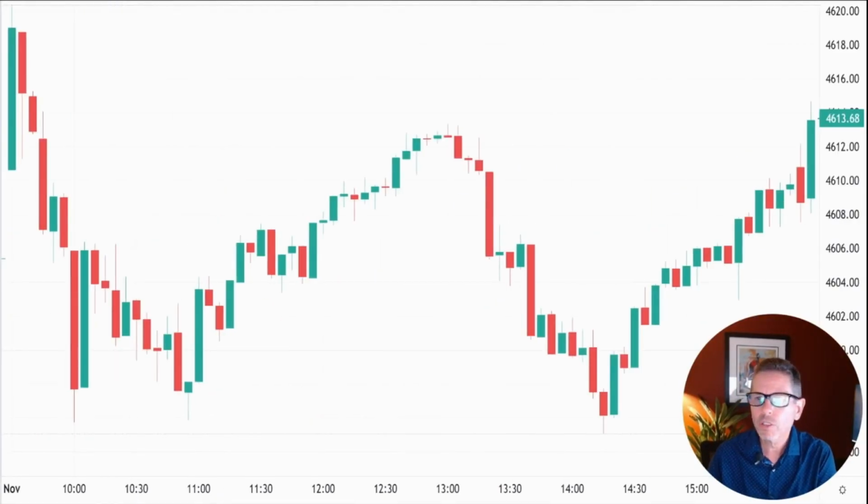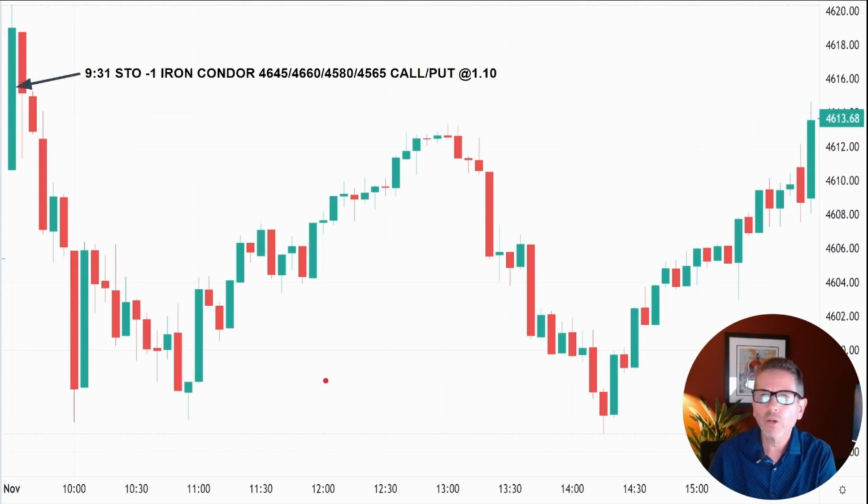This is November 1st, and the first trade I put on is an iron condor. So I sell to open 1 iron condor, and these are the call strikes and these are the put strikes, okay? And I collected $1.10 for each side.